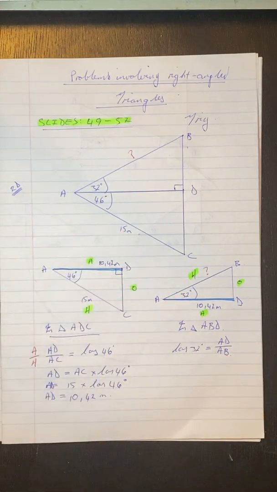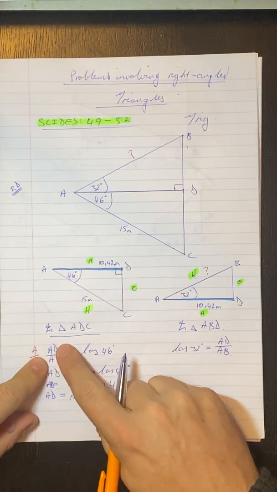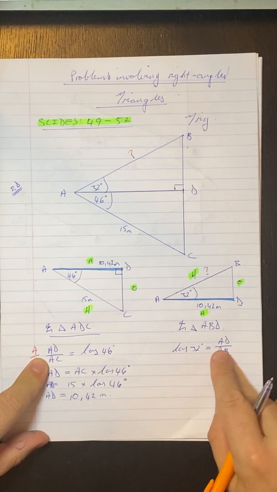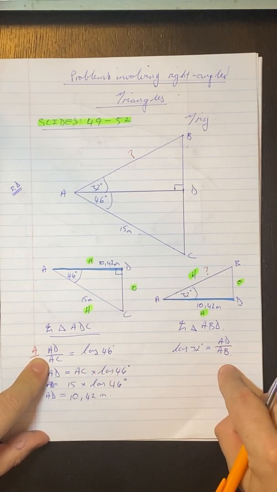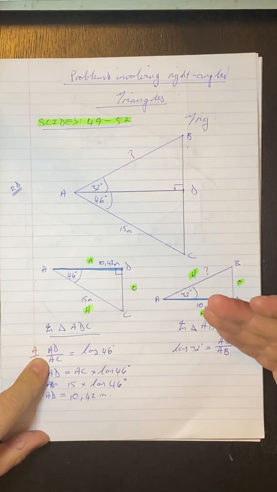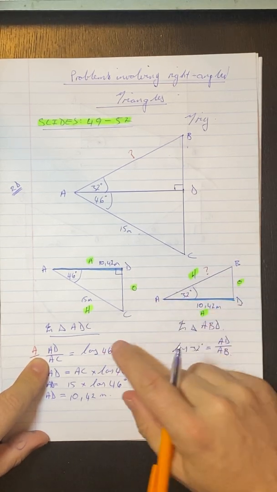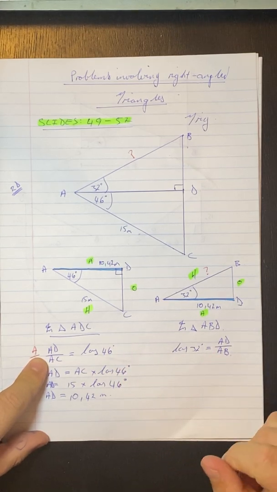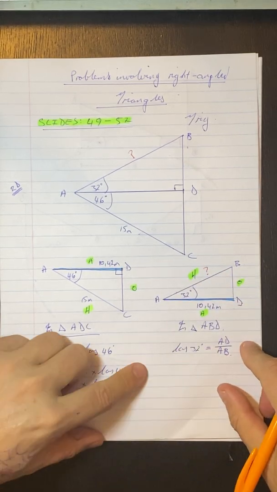Now, grade 10s, you're probably saying, but then why with this one did I put the AD over AC equals cos first, and over here I put the cos first, and then the AD over AB? It doesn't really make a difference, grade 10s. You can do it either way, all right? And that is why I'm just showing you I can do it this way or I can do it this way. The result will be the same.